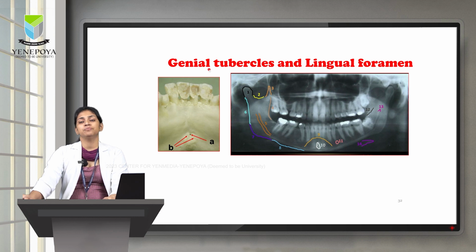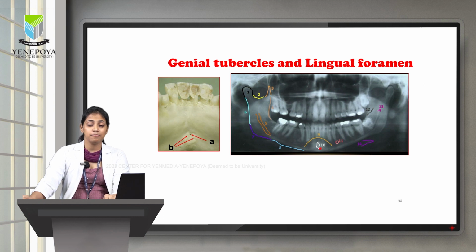Another landmark is genial tubercle and lingual foramen. These landmarks are seen on the inner surface of the anterior portion of the mandible. So, genial tubercle is a small bony projection which is seen in the midline, which serves as an attachment for genioglossus and geniohyoid muscle. Because these are bony projections, they appear radio-opaque, represented by number 10 here, and just adjacent to that you can see the lingual foramen, which appears as a round radiolucency.